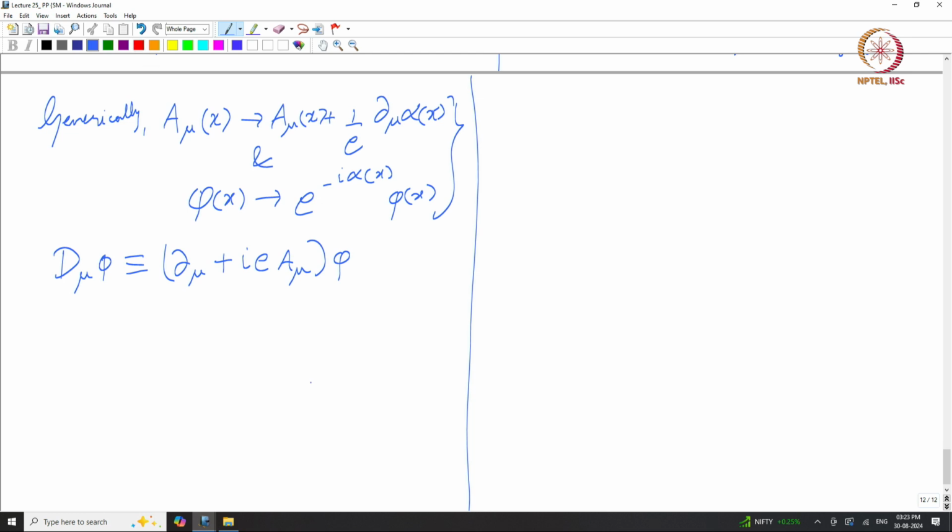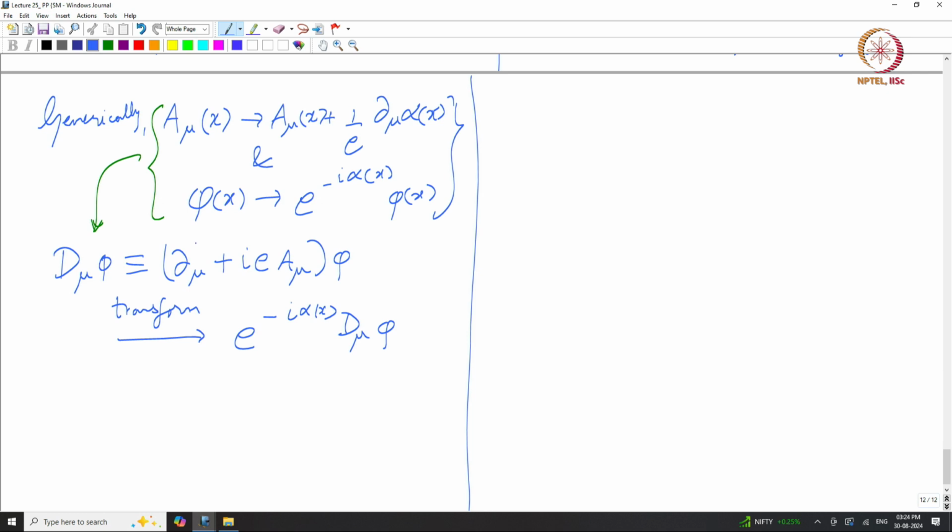If I apply this transformation on this combination of the derivative and the field, then you will find, what do you find? That under the transformation, this goes as e power minus i alpha of that, okay. How do you see that?